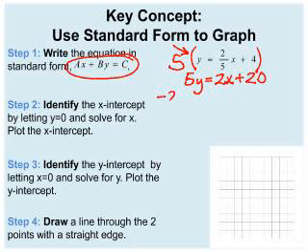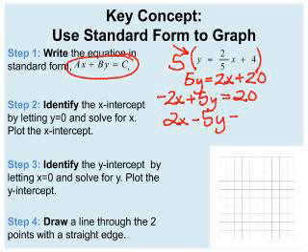I'm then going to subtract my 2x, and I get negative 2x plus 5y equals 20. But in standard form, you cannot have a negative a, so I'm going to change all of my signs. And here's my new equation in standard form: 2x minus 5y equals negative 20.